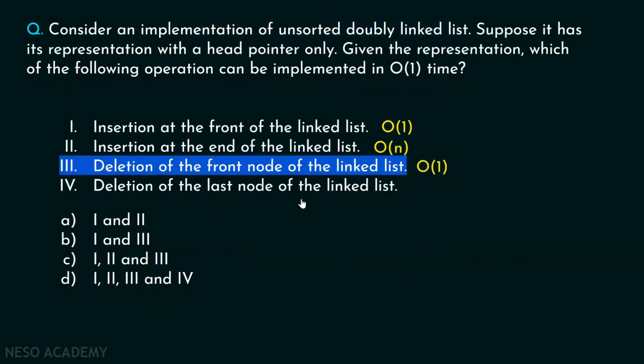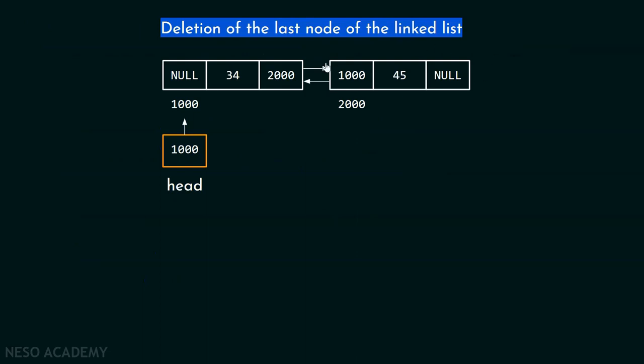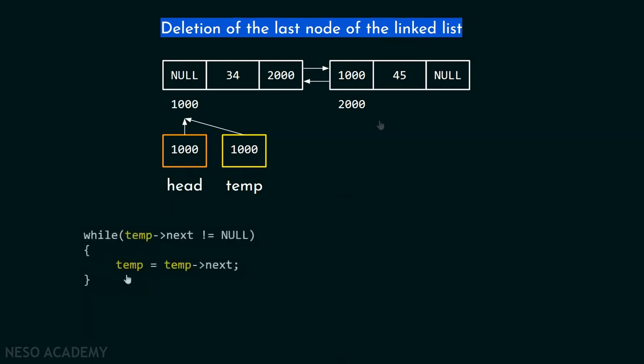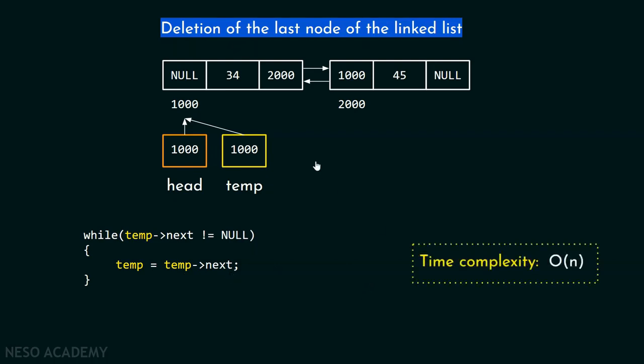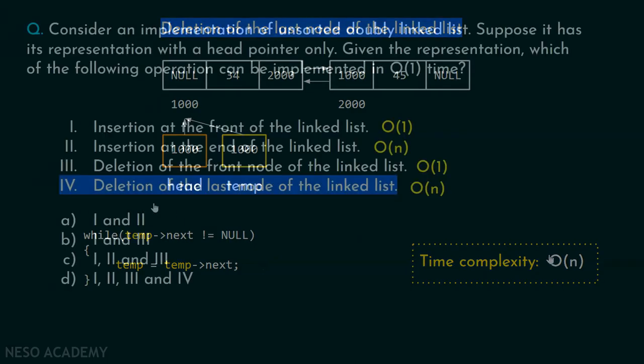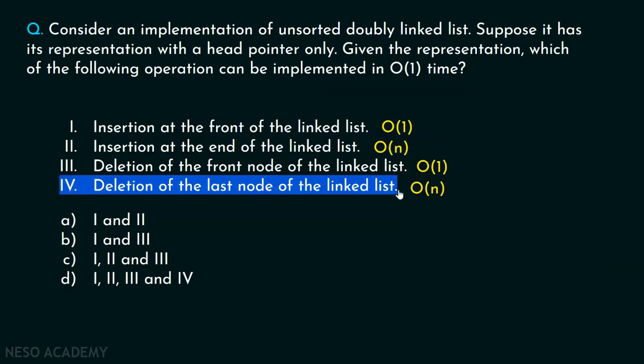Now let's discuss deletion of the last node of the linked list. If you want to delete the last node of the linked list, then we need a temp pointer so that we can traverse the list. Temp pointer is required in this case because we have to traverse the list and we have to reach the last node of this list. We again need this piece of code, that is while temp next not equal to null, temp equal to temp next. Obviously, there is no doubt that this operation will take order of n time because of this loop. I'm not completing this code, okay? But you can understand why this operation takes order of n time, right? So it is clear that operation 4, that is deletion of the last node of the linked list, takes order of n time. And it is clear that option B is the correct option in this case.